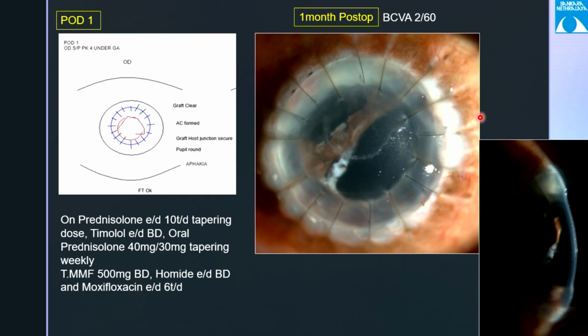On post-op day 1, the graft was clear with graft-host junction secure and all sutures intact. The patient was kept on prednisolone 10 times tapering with oral prednisolone 40-30 tapering dose weekly, and also tablet mycophenolate mofetil 500 mg twice daily, and moxifloxacin eye drops 6 times daily. At 1 month post-op, the best corrected visual acuity was 2/60. The sutures were intact. The graft had multiple depositions of cells coming from the periphery to the center, forming an undulated elevated line.